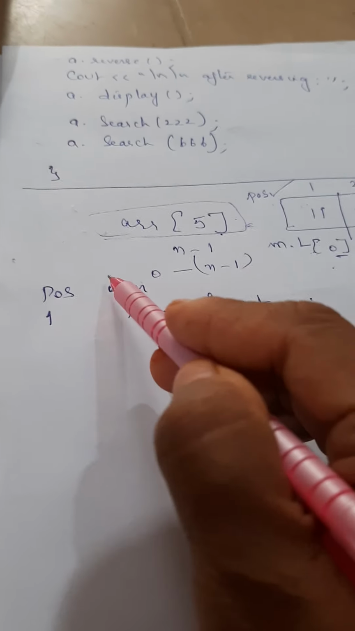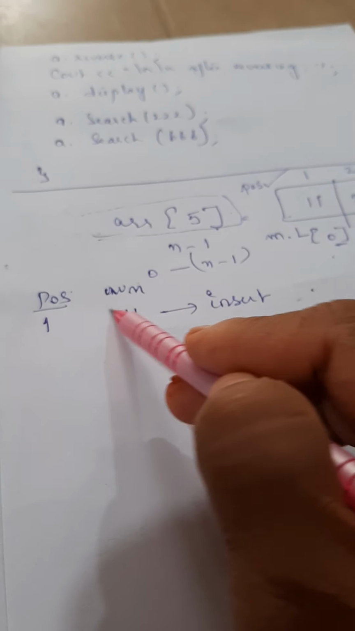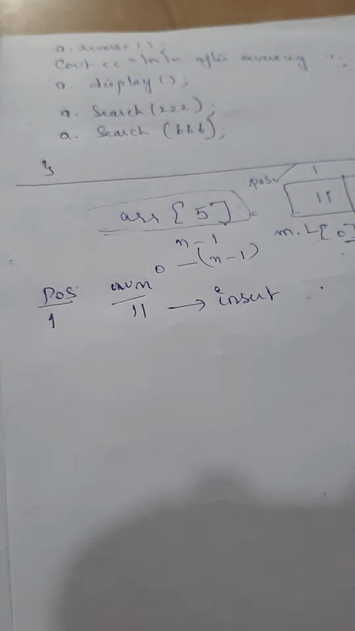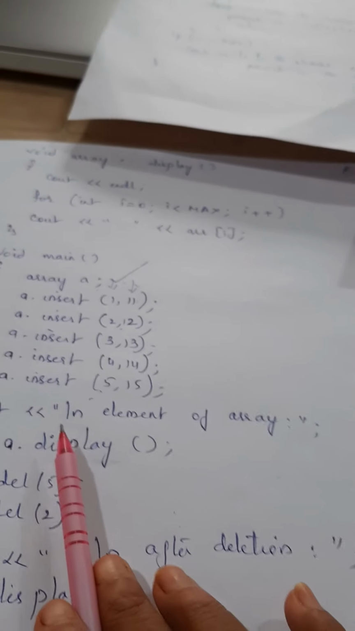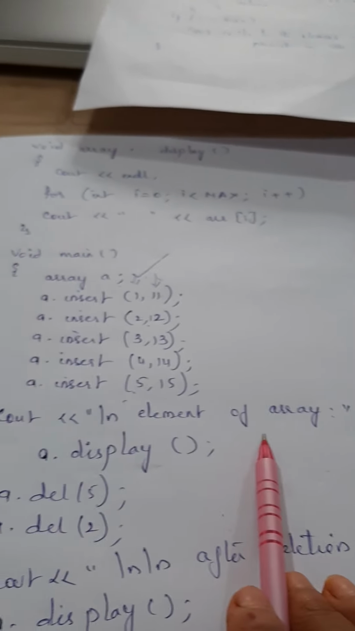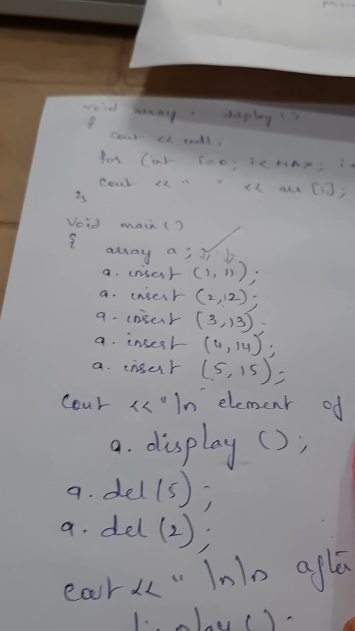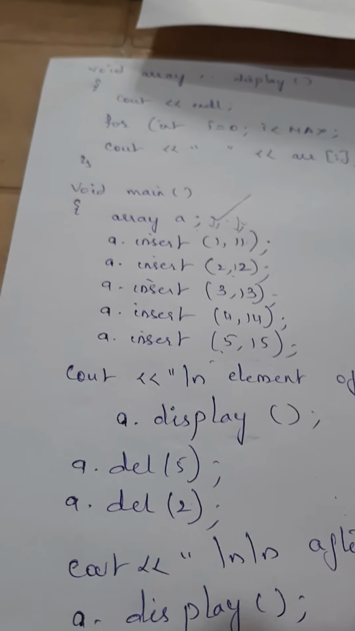So here what is happening? You have to check the position you are using, then the number that you have to insert into the array. Next you will be using the delete function. When you enter into the main function, you see cout element of array. Whatever elements of the array are there, you have to display those elements. So here I am using a display function.